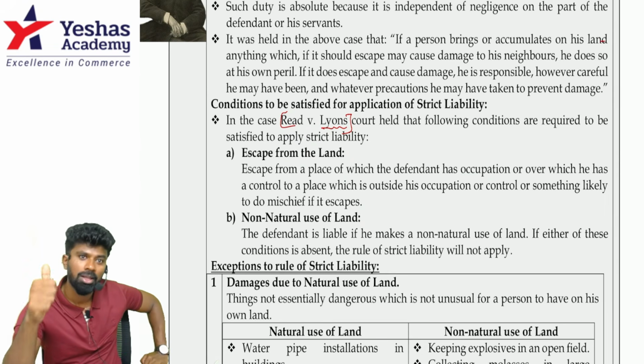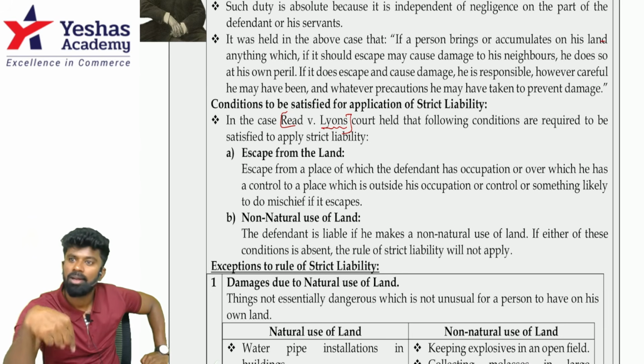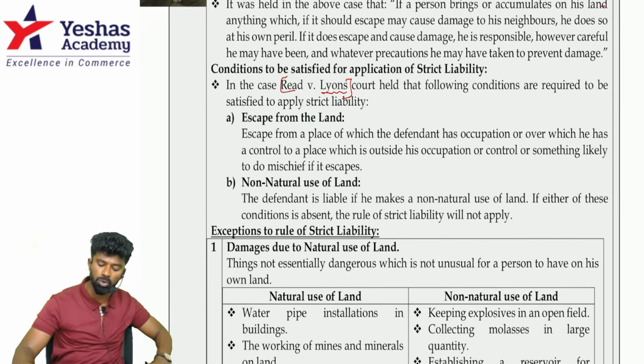Understood? Yes or no? If it is non-natural use of land, the rule is applicable. Natural use of land, not applicable. Now let us discuss the exceptions to the rule of strict liability.